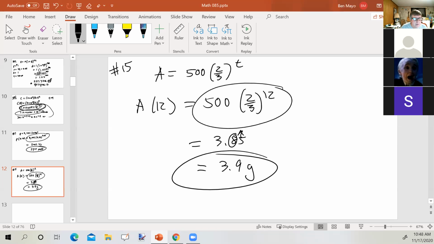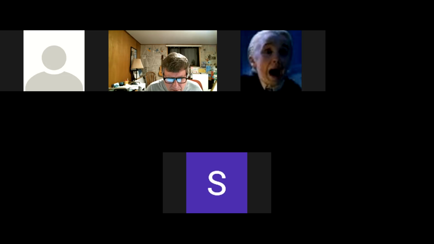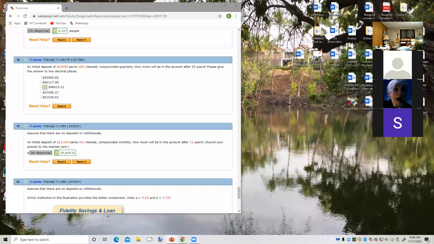Let's see here. We're going to take a look now at number 18. An initial deposit of $10,000 earns 16% interest. Wow, that's a great interest rate. Compounded quarterly, how much will be in the account after 10 years? Please give the answer to 2 decimal places, which basically is going to be rounding off to the nearest cent.